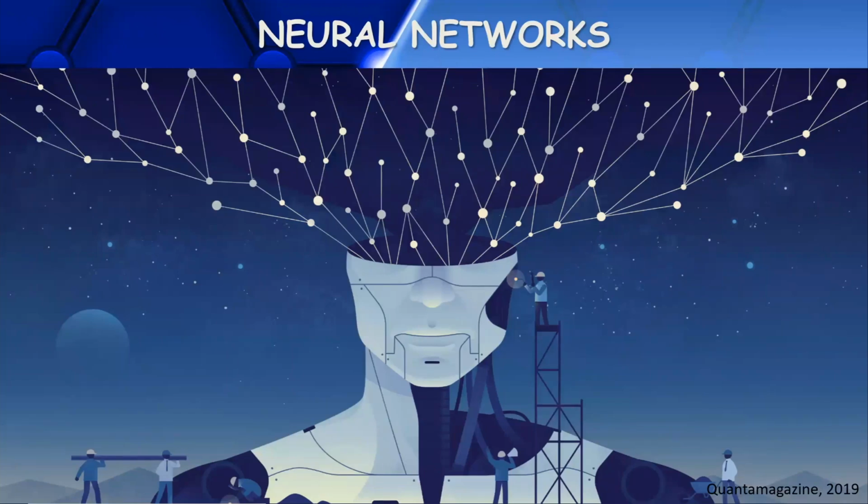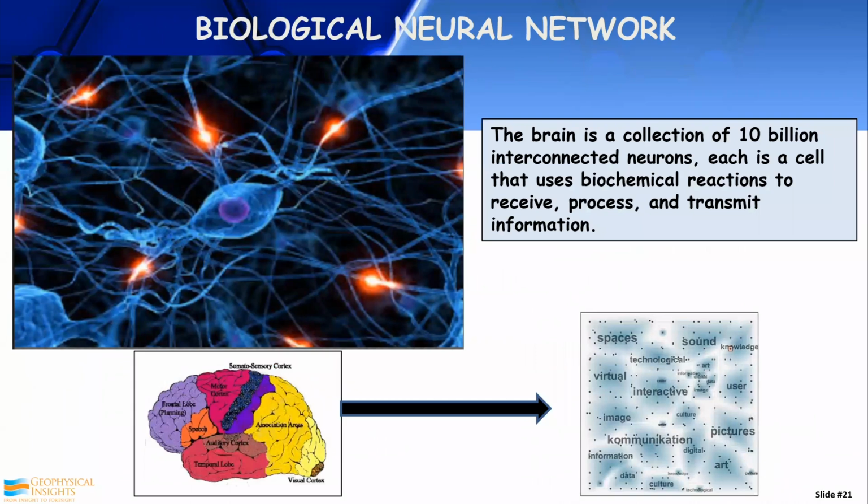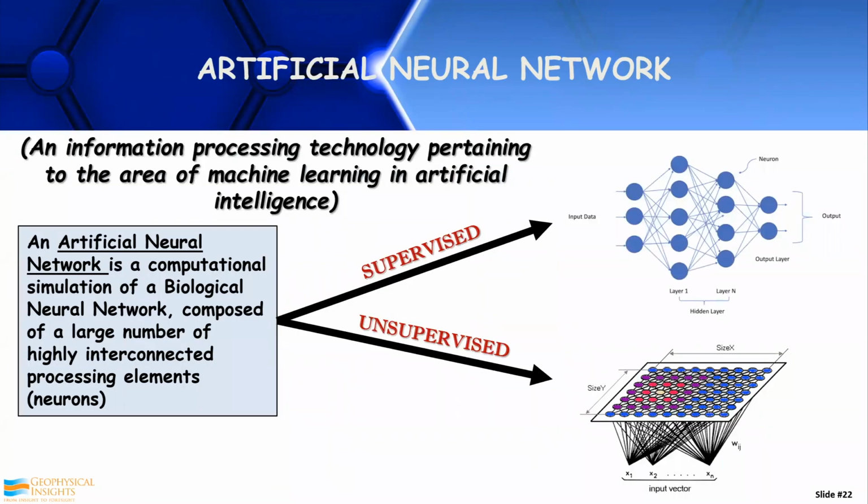So moving on into neural networks. The brain is a collection of 10 billion interconnected neurons, and each cell uses biochemical reactions to receive, transmit, and process information. So our biological neural network provides the model and the terminology that we use in computer science in our artificial neural networks. So an artificial neural network is a simulation of a biological neural network and comprises a large number of highly interconnected processing elements called neurons.